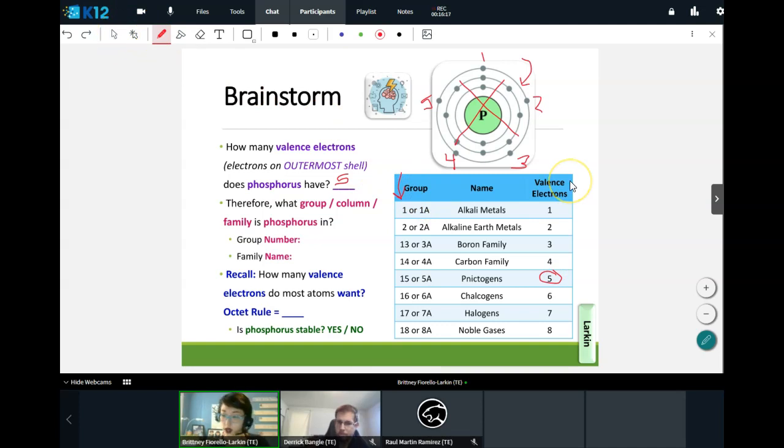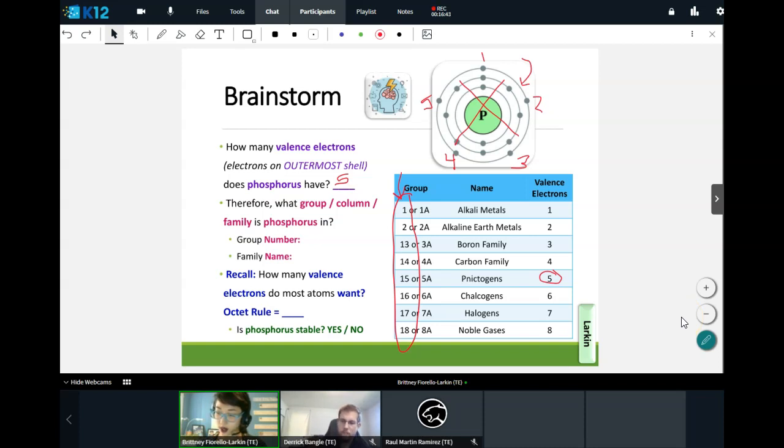You can try reloading or try to get closer to the Wi-Fi. Again, right now we're just talking about the group number. Awesome. So I see some people getting answers in there. Again, we're going to use the modern naming system, the IUPAC system. So what group number is it in if it has 5 valence electrons? Thank you, Shane. Thank you, Tara. Thank you, Alexis.